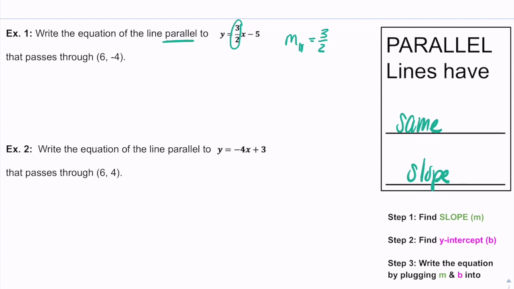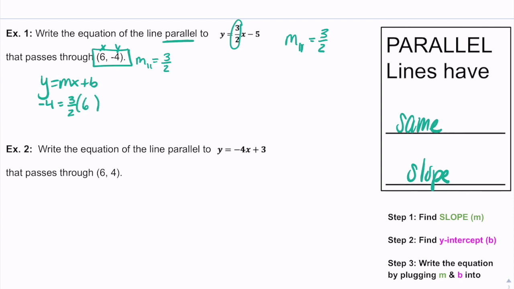So then when we go to work the rest of the problem, we're given this point, (6, -4), and we need to use the parallel slope 3/2. And at that point, we're right back to y = mx + b. We want to choose the y from the ordered pair, -4 = m. We want the parallel slope, because our job is to write the equation of the parallel line. So that would be 3/2.